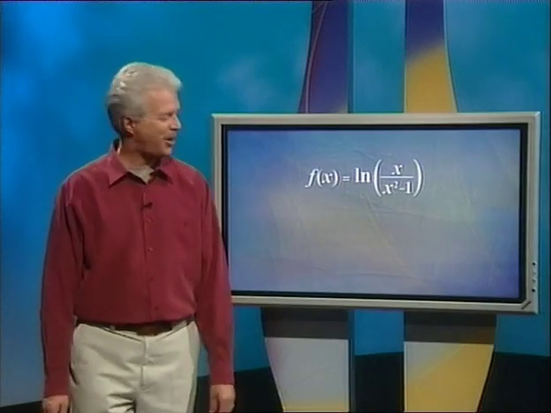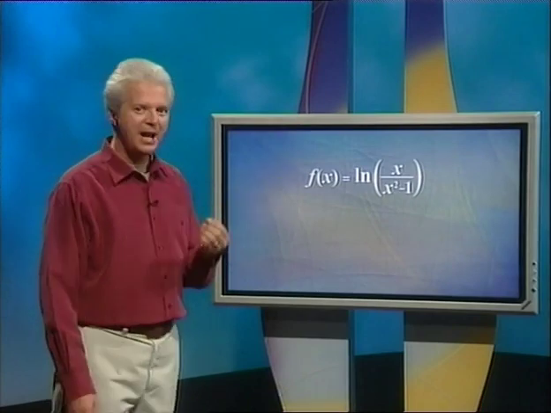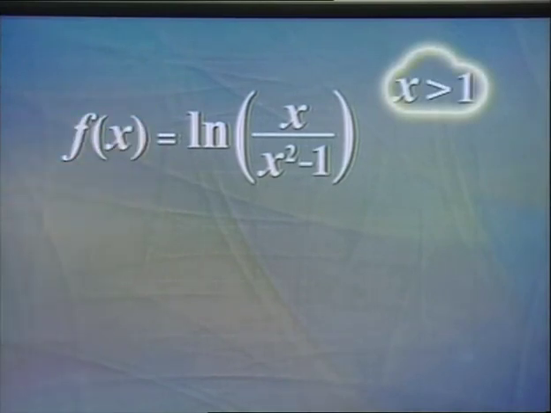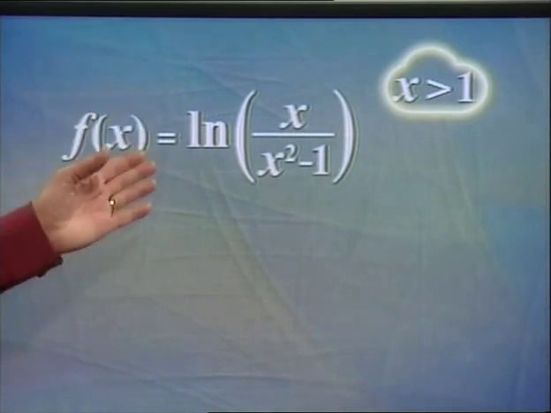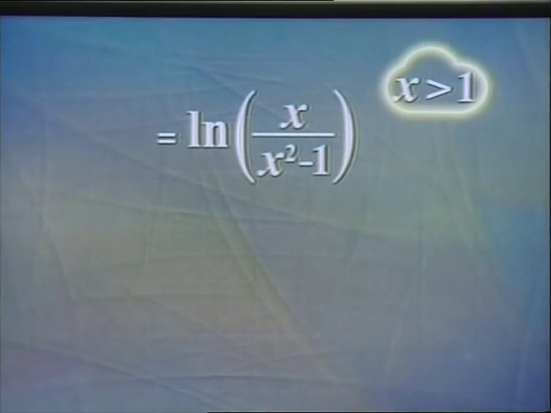OK, so this is the problem. f of x equals the log of x over x squared minus 1, where in this case x has to be greater than 1 so that the log is defined. Now in this case we've got a function of a function, the log of x over x squared minus 1, and so we can use the composite rule.